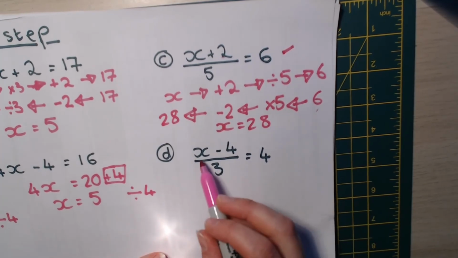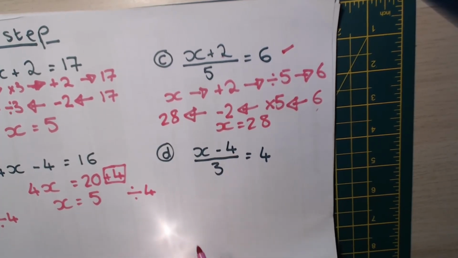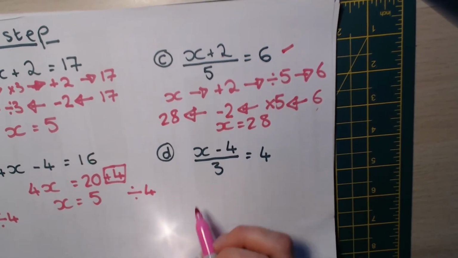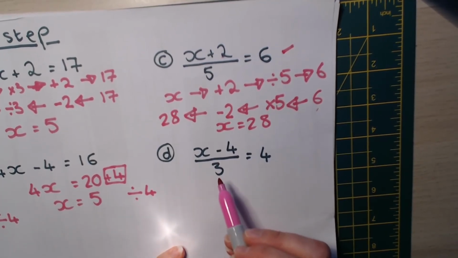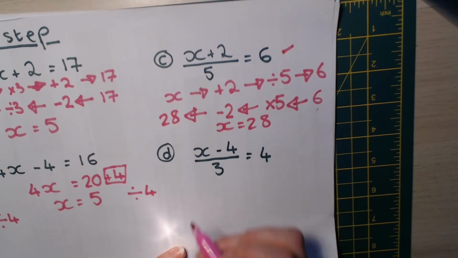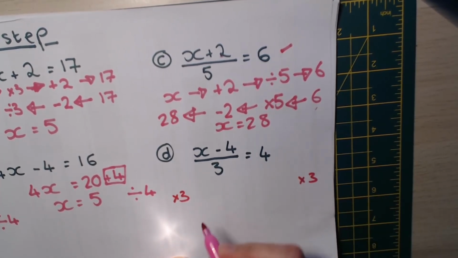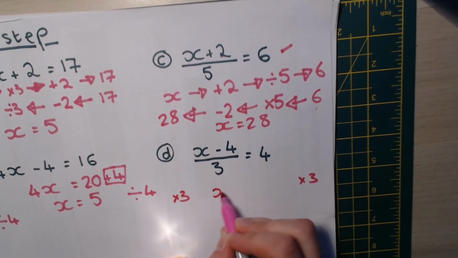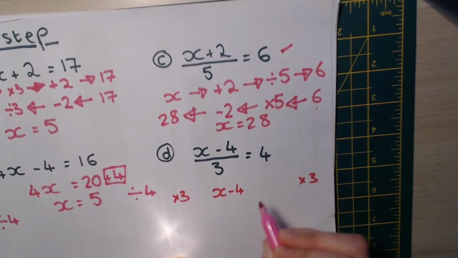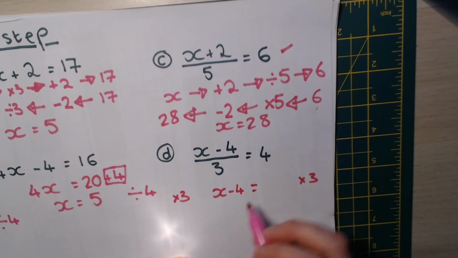So here we've got x subtract 4 all divided by 3, which is 4. So the last thing that happened here was to divide by 3. So we're going to do the inverse of that first, okay? That's to multiply by 3 on both sides. So we're going to end up here with x minus 4. On this side, 4 multiplied by 3 is 12, okay?